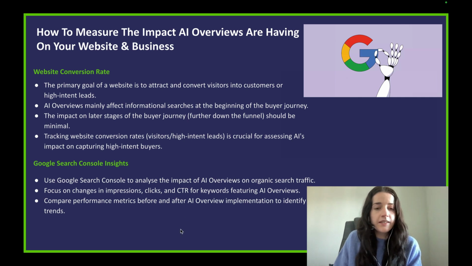Google Search Console Insights is also really, really valuable. You'll be able to analyze the impact of AI overviews on your organic search traffic through this. So what you want to do is focus on the changes in impressions, in clicks, and in click-through rates for keywords that are featured in the AIOs. And then compare those metrics and their performance before and after AIO was implemented to identify any trends and come up with a strategy around if there are any dips, how you can come back from that.